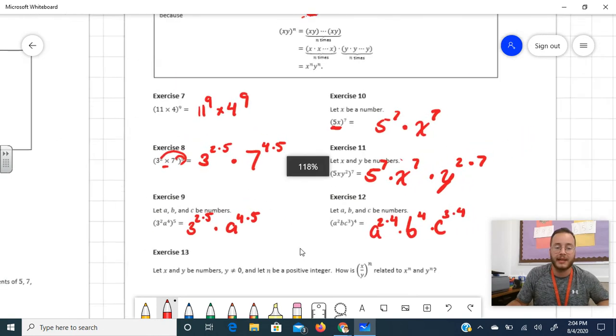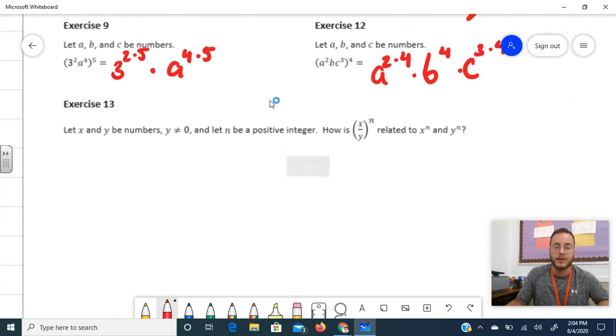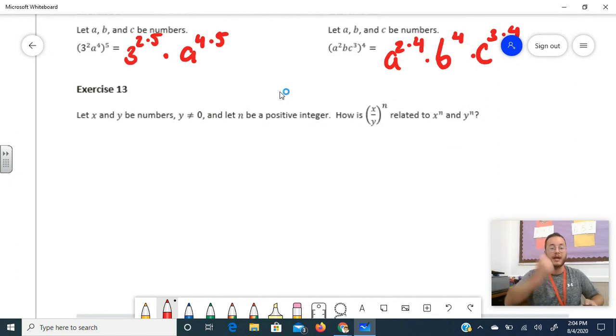Exercise 13, let x and y be numbers. y does not equal 0, and let n be a positive integer. How is (x over y) to the n power related to x to the n power and y to the n power?